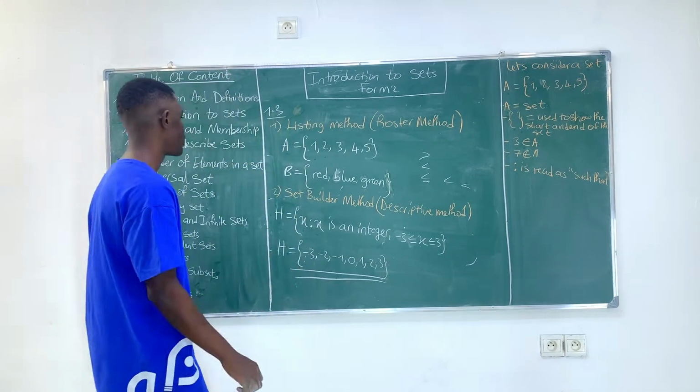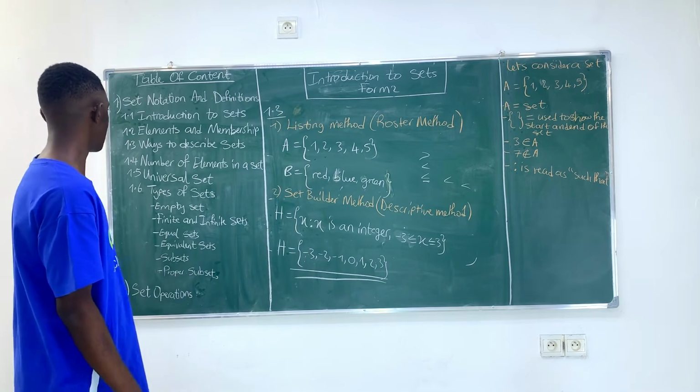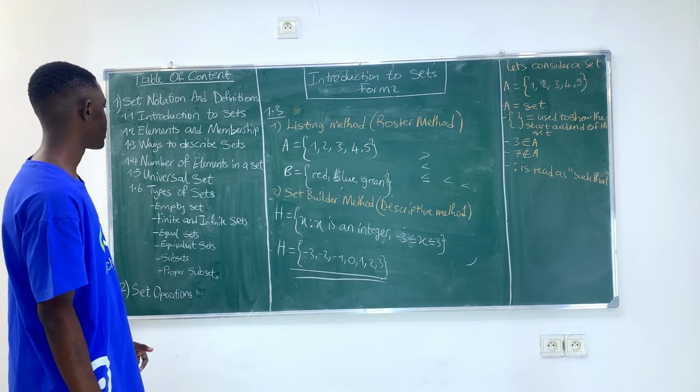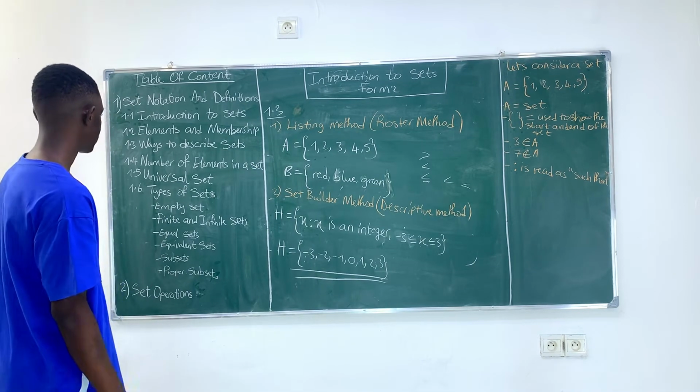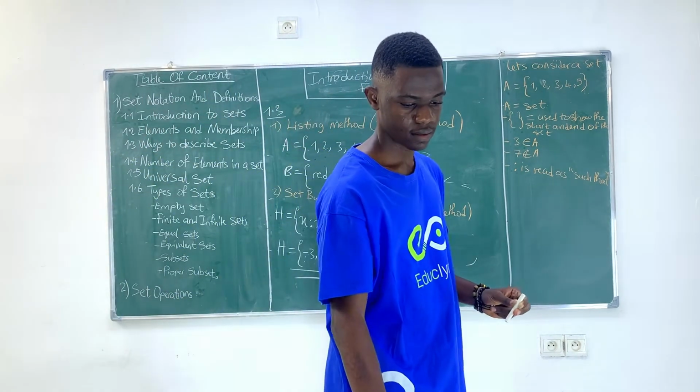Right. So that is how you present it. Those are the two methods, the two ways of representing or describing a set. So let's go now to the number of elements in the set.